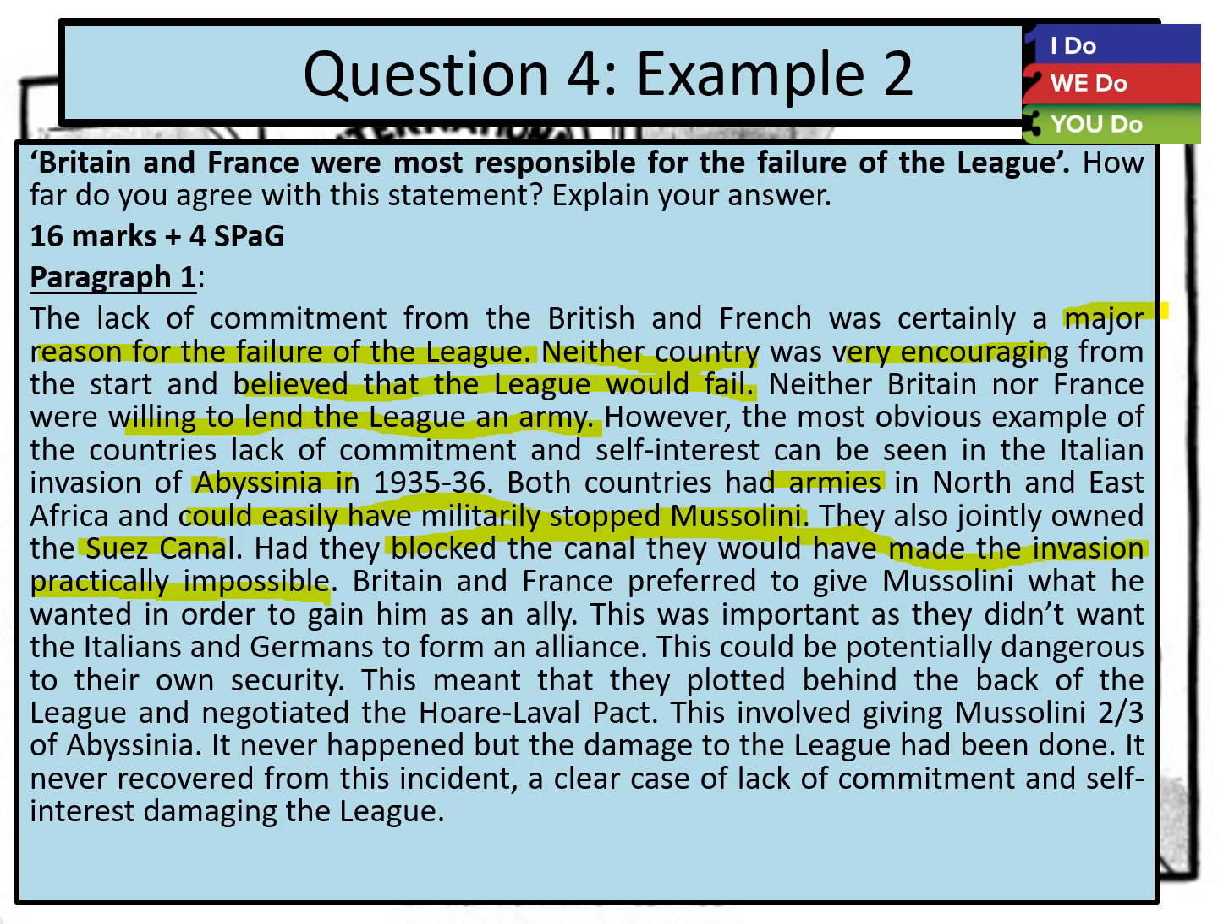Britain and France preferred to give Mussolini what he wanted in order to gain him as an ally. This was important as they didn't want the Italians and Germans to form an alliance. This could be potentially dangerous for their own security, showing their selfishness. This meant they plotted behind the back of the League and negotiated the Hoare-Laval Pact. This involved giving Mussolini two-thirds of Abyssinia. It never happened, but the damage to the League had been done. It never recovered from this incident, a clear case of lack of commitment and self-interest damaging the League. So this one clearly shows that Britain and France were responsible, at least partially, for the failure of the League.